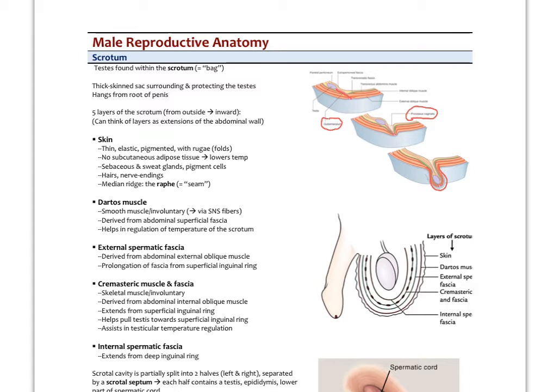So that's the processus vaginalis, and the different layers of the abdominal wall become the different layers of the scrotum. So let's go through that here. There's essentially 5 different layers. If we start from the outside in, we have the skin, of course, as the first layer.